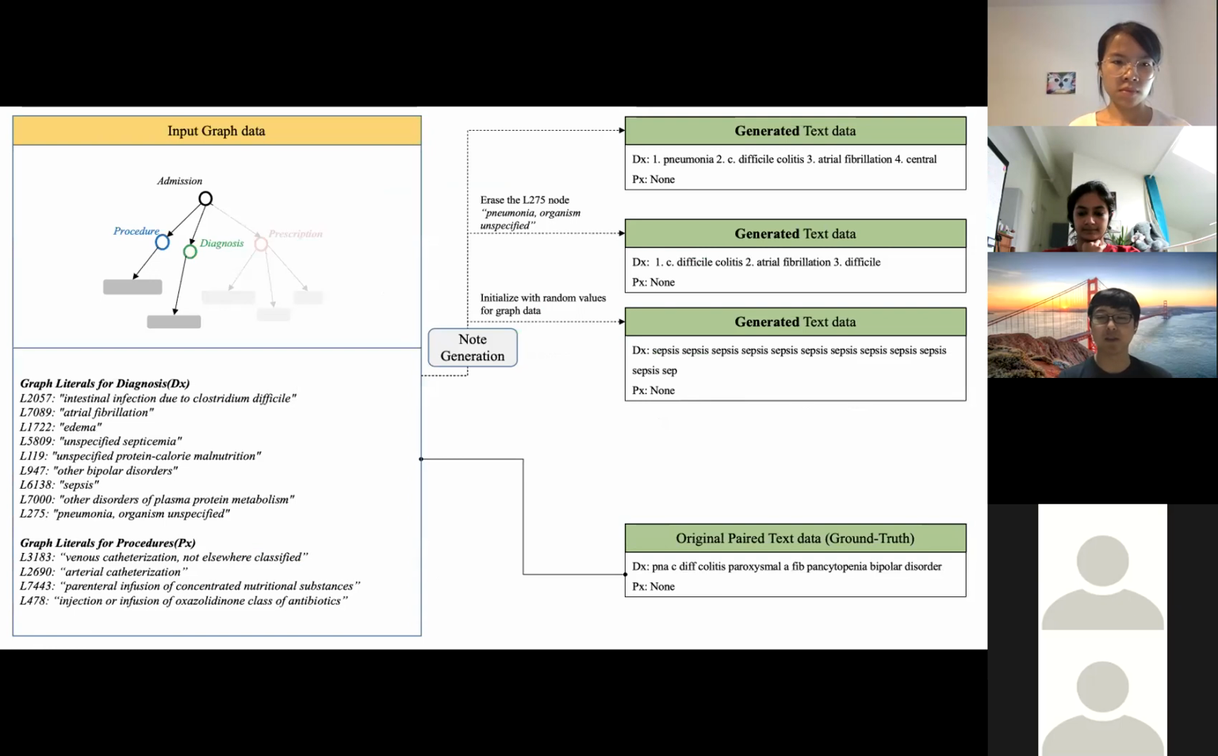This is text generation. I'll just skip this one. This is basically, given a graph, trying to write the discharge summary, but you can see that I'm going to share the slide again, so you can take a look at them if you're interested. We're just doing different conditional generation.